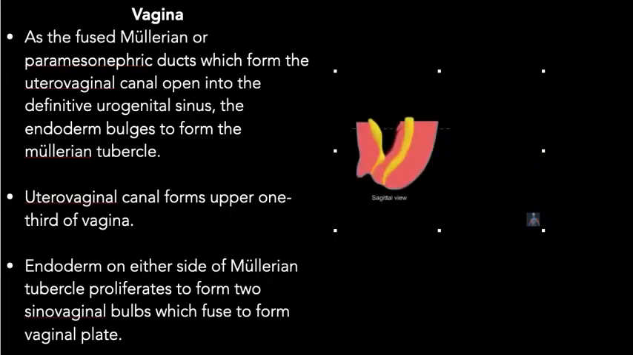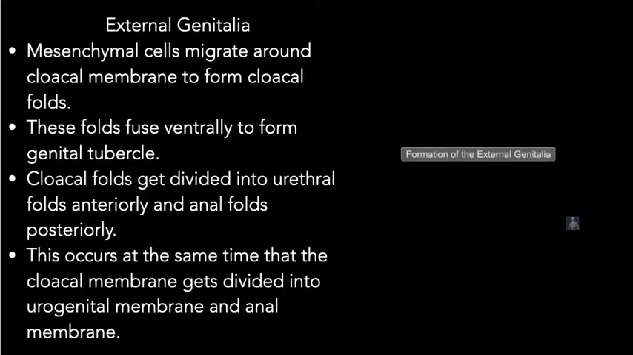How is it formed differently? The vaginal plate surrounds the caudal end of the uterovaginal canal. There is canalization of this vaginal plate to form the lower two-thirds of the vagina, and the vaginal fornices open through an endodermal partial septum called the hymen into the definitive urogenital sinus.